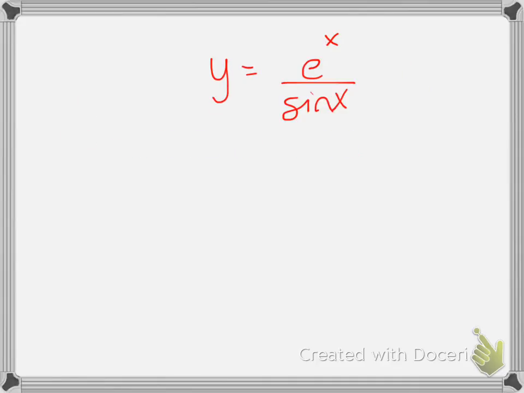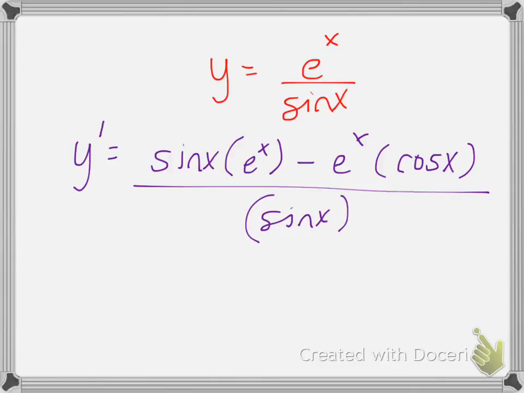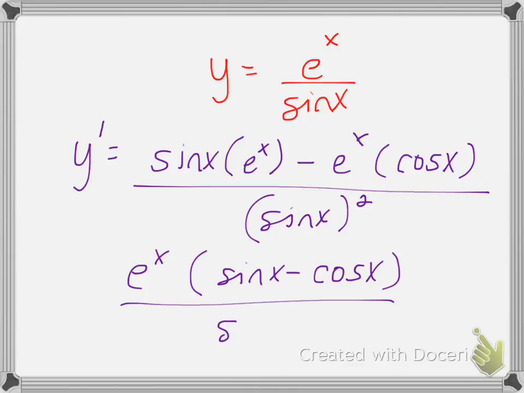You can do the quotient rule. Bottom times the derivative of the top minus the top times the derivative of the bottom over the bottom squared. You can factor out an e to the x. There's nothing that will cancel though if you do that. You just leave it.